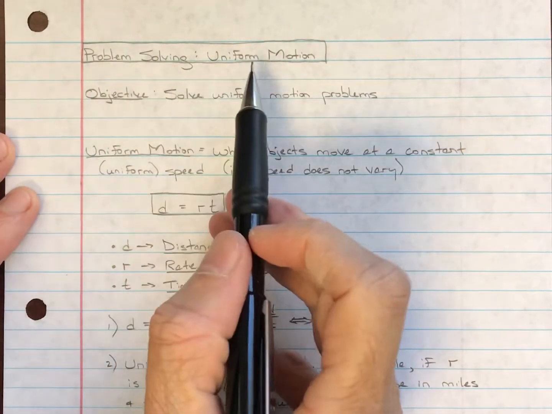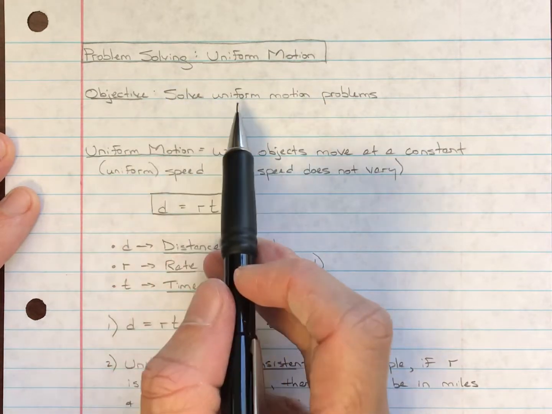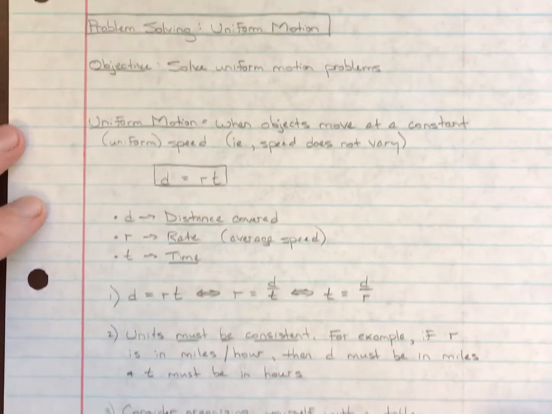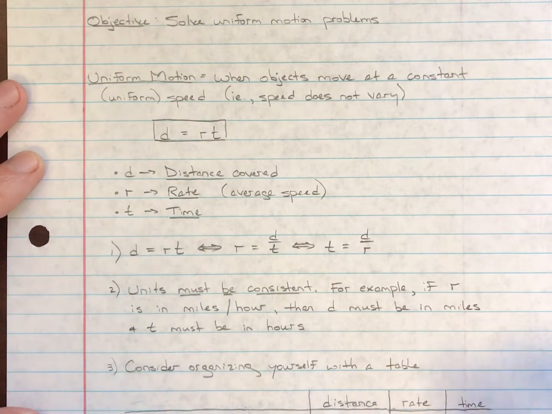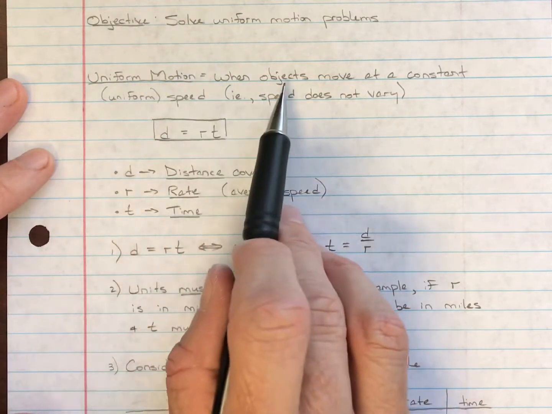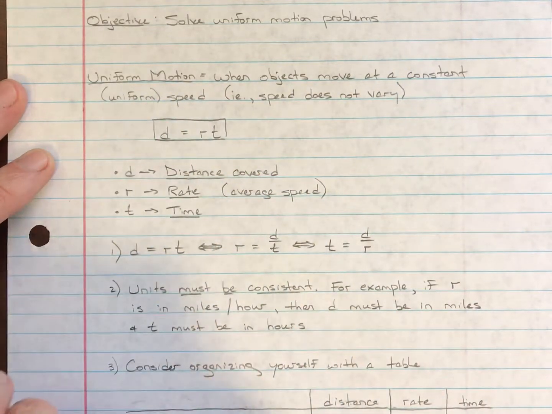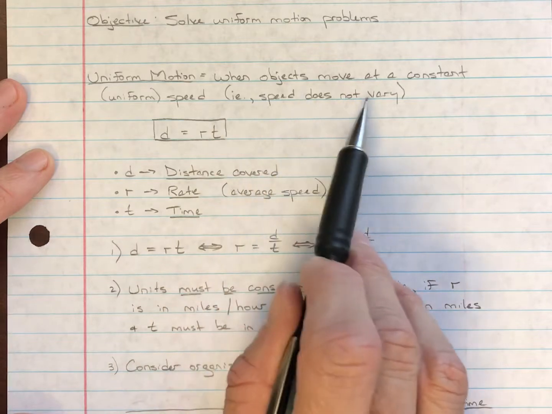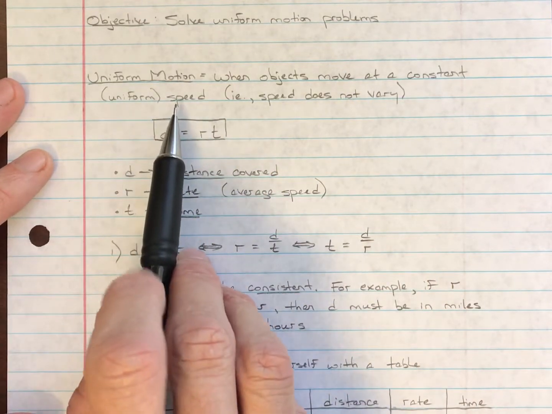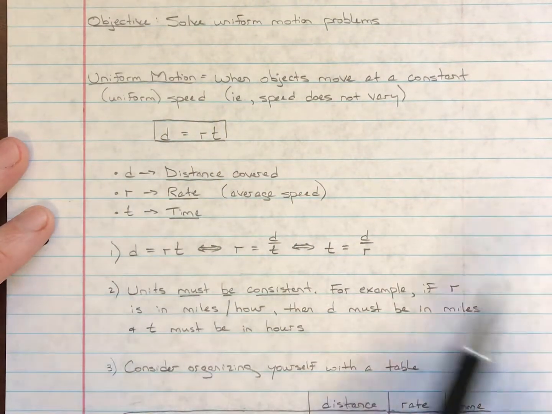Problem solving: uniform motion. Okay, so our objective, we want to solve uniform motion problems. Let's define a bit about what it means to be a uniform motion problem. Uniform motion means that objects are moving at a constant, or uniform, speed. In other words, the speed does not vary. So it's required that your speed can't be changing in these kinds of problems. We're going to assume that your speed is always consistent.